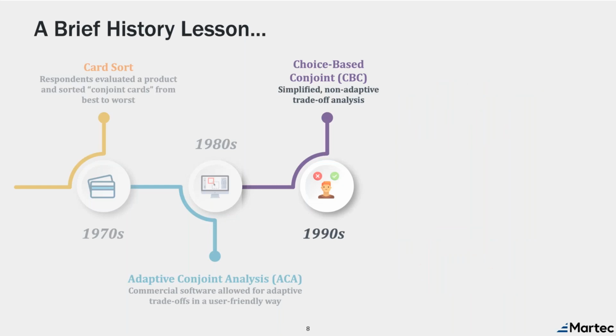Then in the 1990s, Choice-Based Conjoint was introduced. This is a simplified, non-adaptive trade-off analysis. So it eliminates the rating and ranking. Instead, the respondents are shown a full profile of options, and they choose one over another in a series of questions.